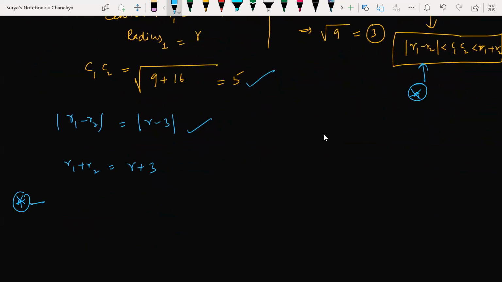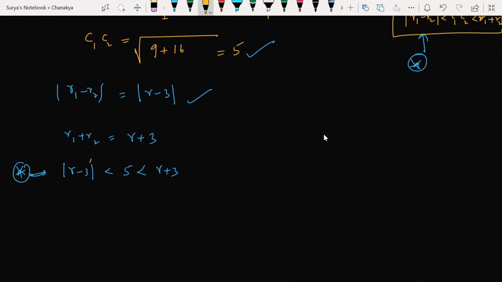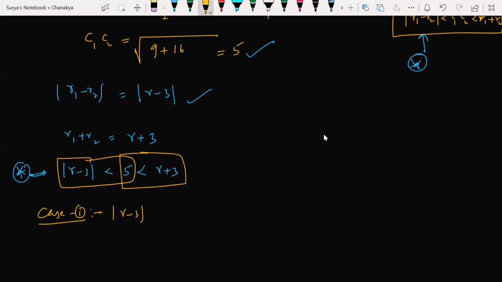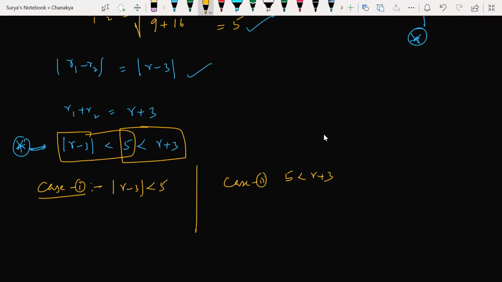So from the star condition, see here, modulus of R minus 3 is lesser than 5 which is lesser than R plus 3. Clear? So here I can take two cases. This is case number one. This is case number two. Am I correct, guys? So can I take case one? Case one: modulus of R minus 3 is lesser than 5. What is case 2? 5 is lesser than R plus 3.